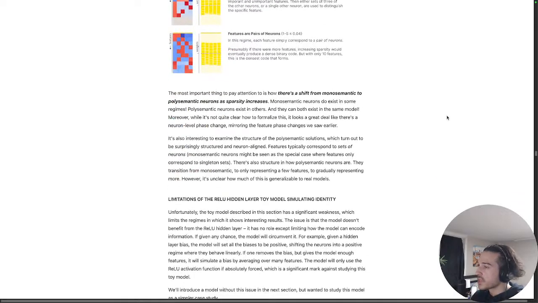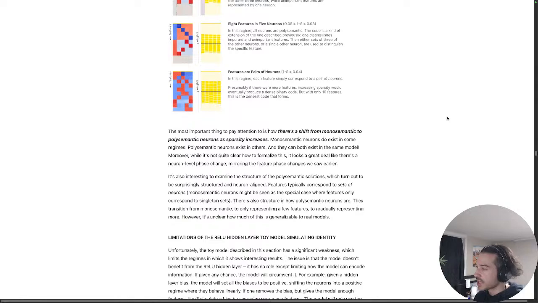The most important thing to pay attention to is how there's a shift from monosemantic to polysemantic neurons as sparsity increases. Monosemantic neurons do exist in some regimes. Polysemantic neurons exist in others, and they can both exist in the same model. Moreover, while it's not quite clear how to formalize this, it looks a great deal like there's a neuron-level phase change, mirroring the feature phase changes we saw earlier.